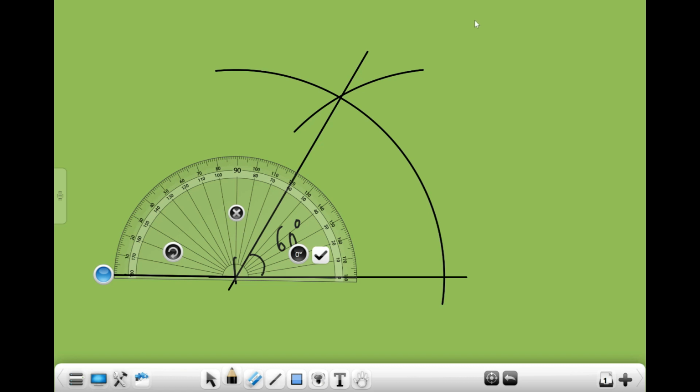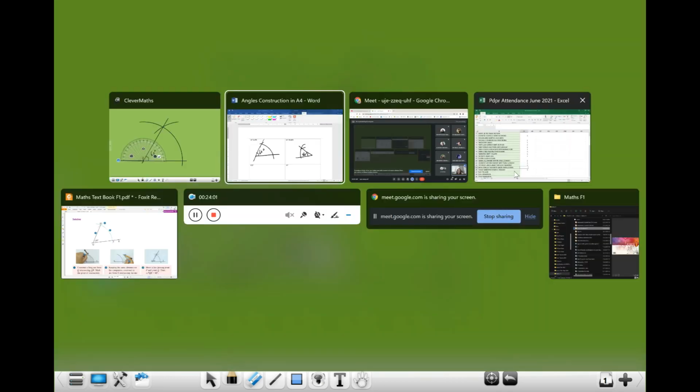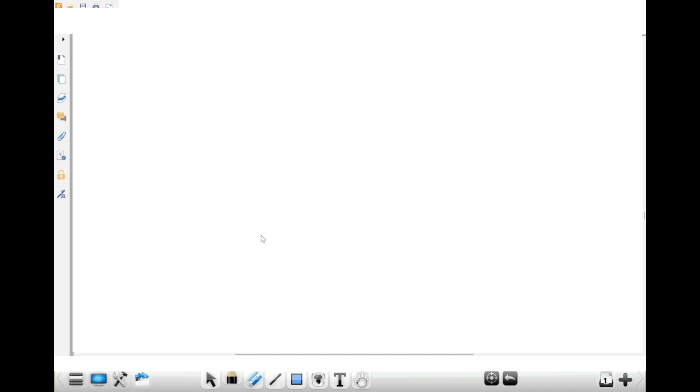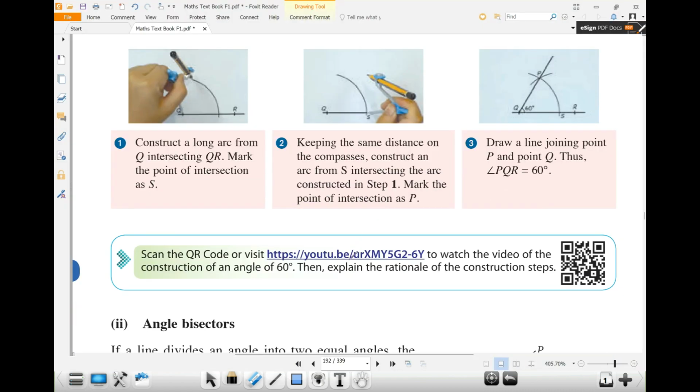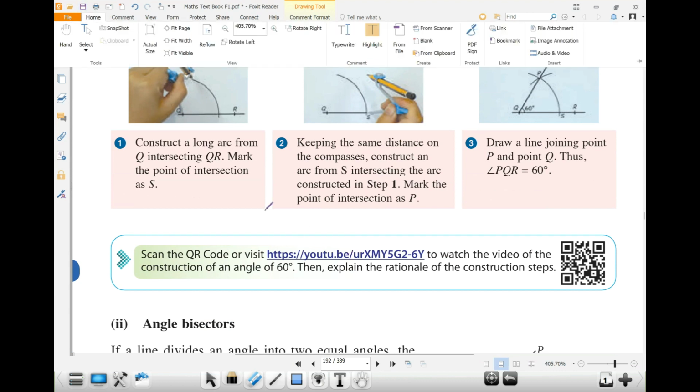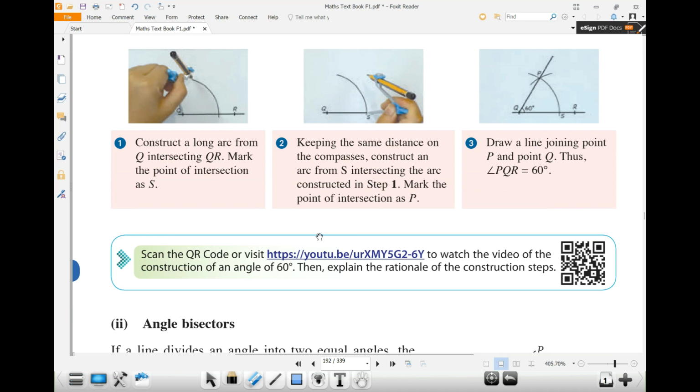If you still cannot construct 60 degree, you don't have to worry because you can go to your textbook. You see, it's in your textbook. So I will have to go to the next one. This one is in your textbook over here. So what you can do is you just need to click on the YouTube site here, and then you can see how do they construct it. They have a very clear explanation over here.